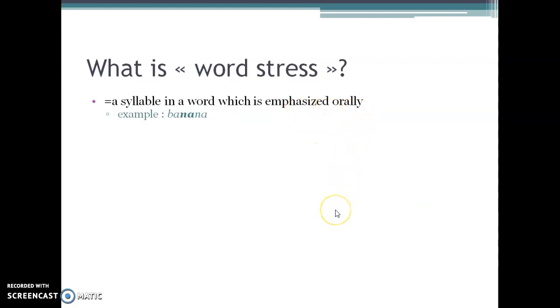What does that mean? It means that it's a syllable in a word that you're going to insist on in particular. For example, banana. Can you hear that? Banana. I'm going to insist on this syllable here. I'm not going to say banana, I'm going to say banana, just like a hammer.